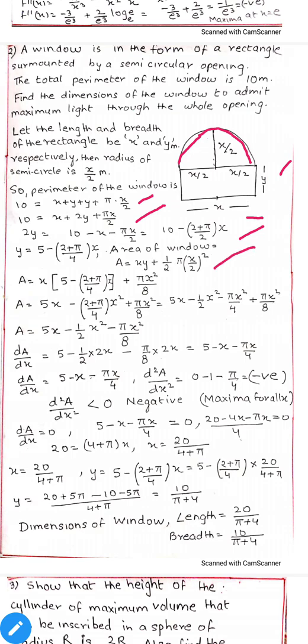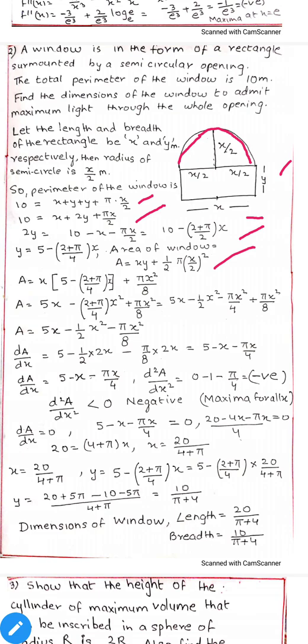Area of window. Area of window is rectangle plus semicircle. Area of rectangular portion is x into y. Area of semicircular portion is half pi r square, where radius is x by 2. Area is x into (5 minus (2 plus pi) upon 4 x) plus pi x square upon 8. Now multiply x inside: 5x minus (2 plus pi) upon 4 x square plus pi x square upon 8.